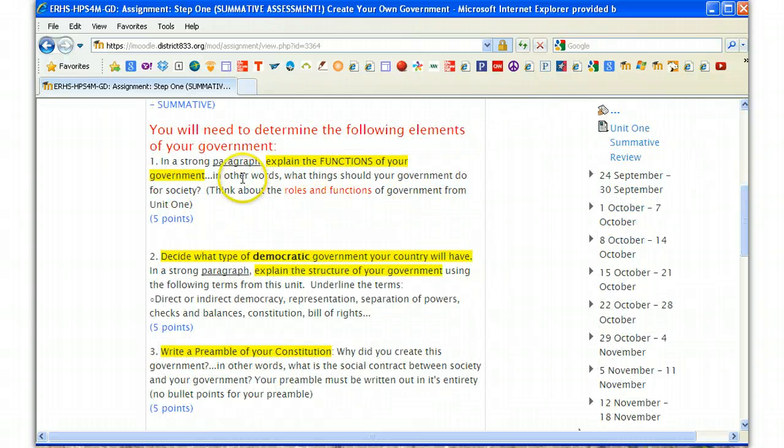So you start off with a strong paragraph explaining what the functions of your government are. So you're going to go back to week 1. Protect from external forces, bring order to society, provide public goods and services, socialize the youth. Those are the basic roles and functions of your government. And you have to talk about in a paragraph what your government will do.